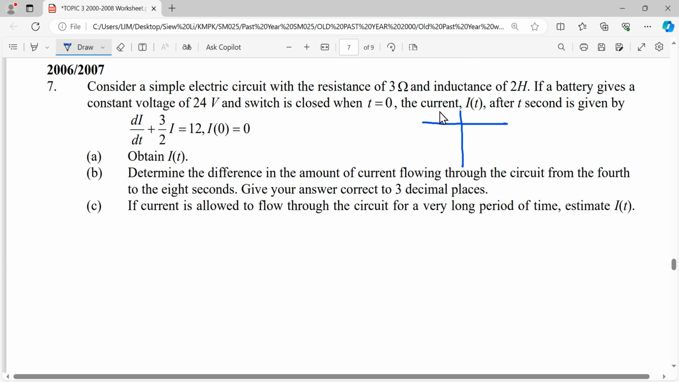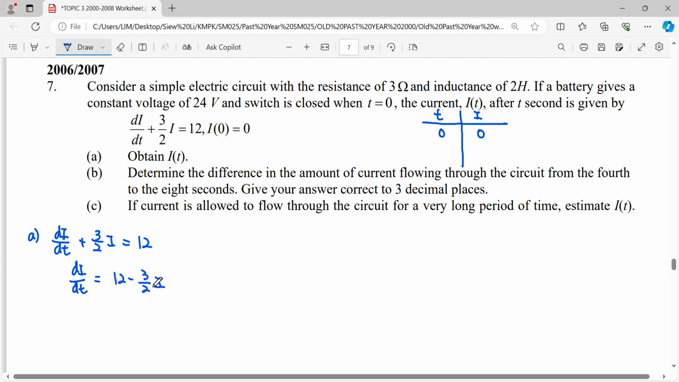our quantities here involve time and current, t and I. So when t is 0, I is 0. For the given differential equation, we are going to solve it until we can get the general solution or particular solution. So first of all, we express dI/dt as the subject.